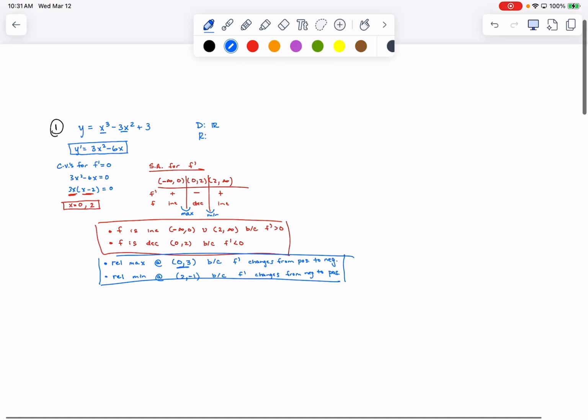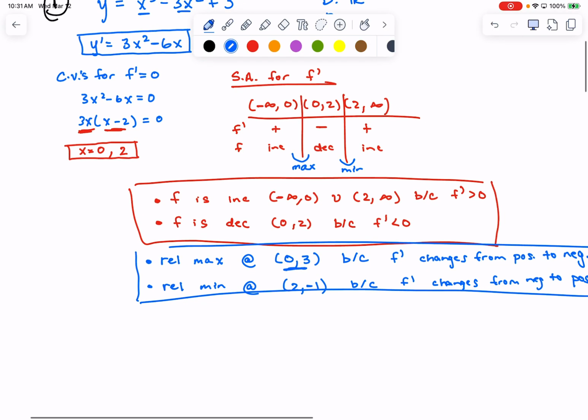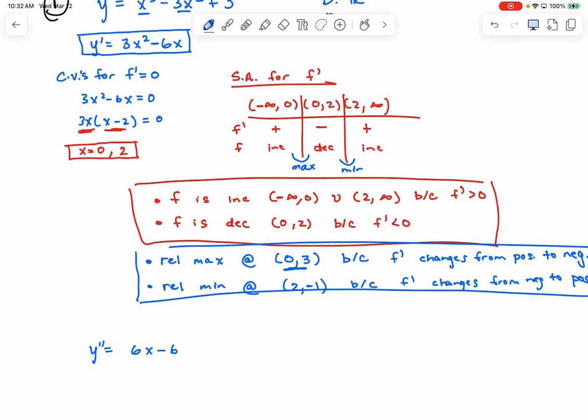All right, now we go to the second derivative. First derivative stuff done. Okay, now let's go to the second derivative. All right, let's come down here. I'm going to come to the second derivative. Let's go y double prime. 6x minus 6. Block it off. Another point.